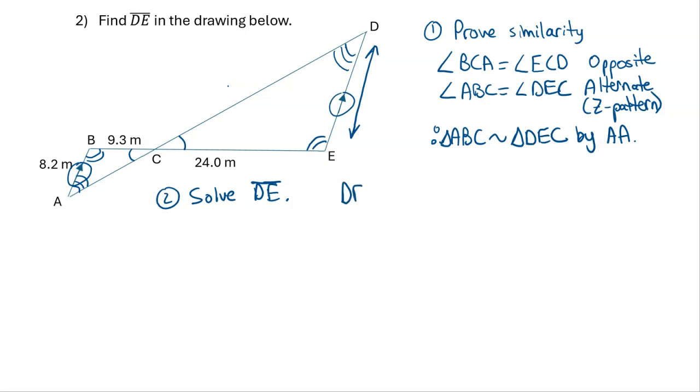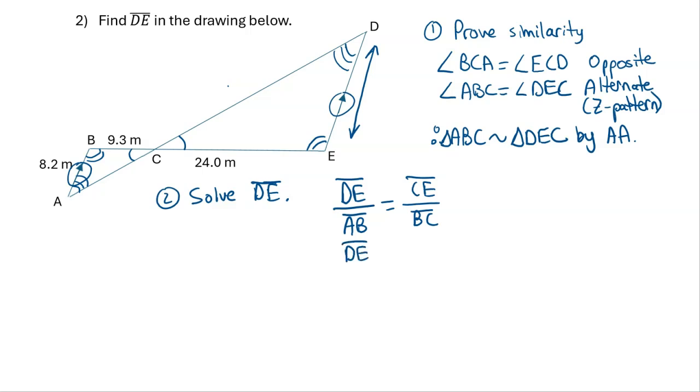We don't know what DE is, so I'm going to write that on the top because it's easier to find what I don't know when it's in the numerator. And I'm going to write that over the corresponding side on the small triangle, and so that's AB. And then on the large triangle, I know CE, and that corresponds with the length of BC on the small triangle. And so now I can put all those values in.